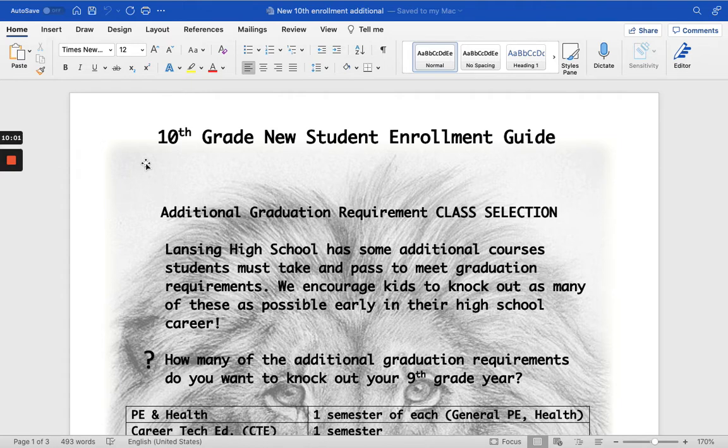you will be well on your way to being enrolled and being part of our Lion family, which we're super excited about. And if we have any questions or concerns, we'll reach out to you as well. But take your time, talk this over with your family. Make sure you're picking classes that sound really interesting to you.